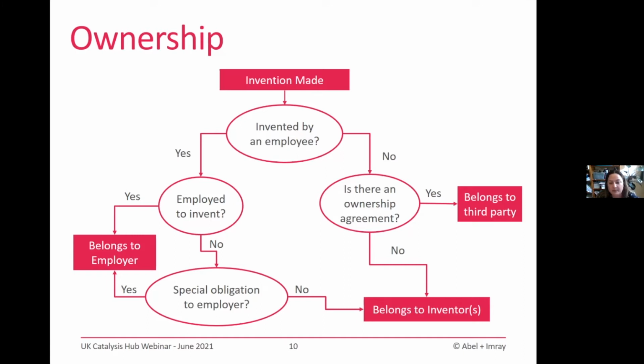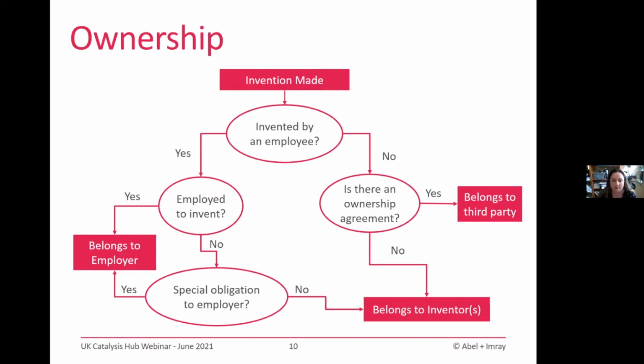An example is a research scientist. They are paid to invent. We fully expect that an invention might arise during their job, and therefore anything that they come up with during their employment will belong to the employer if it's related to their job.